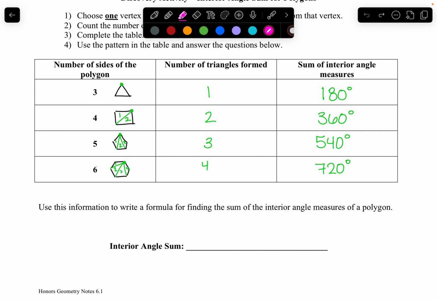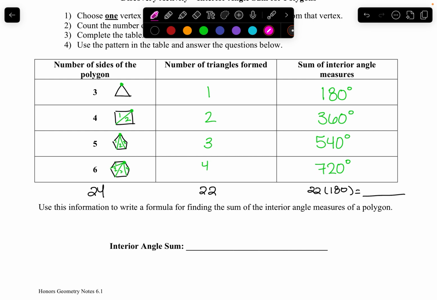If you look at each of these, a 3-sided polygon has 1 triangle, a 4-sided polygon has 2 triangles, a 5-sided polygon has 3 triangles, and a 6-sided polygon has 4 triangles. The number of triangles within these polygons is always 2 less than the number of sides your polygon has. So even though I don't really want to do this, if you have a 24-sided polygon, you automatically know that there are 22 triangles in there. You can take that 22 and multiply it by 180 to get the interior angle sum of your 24-gon.